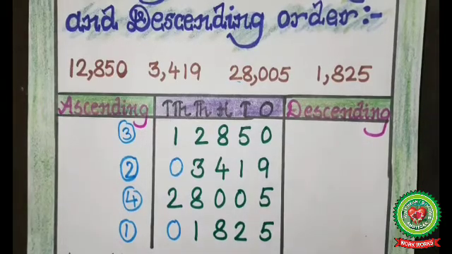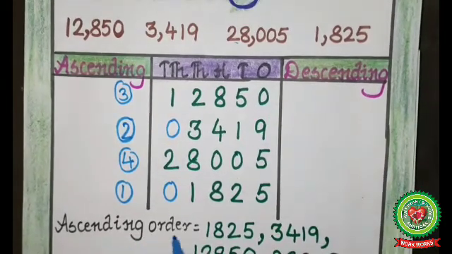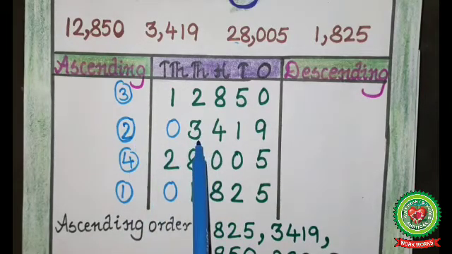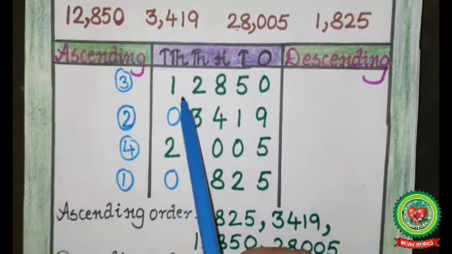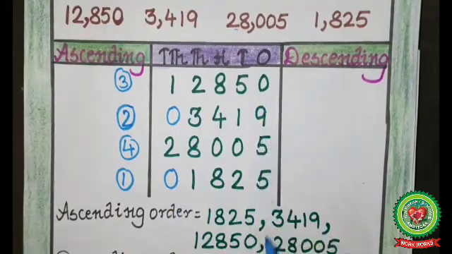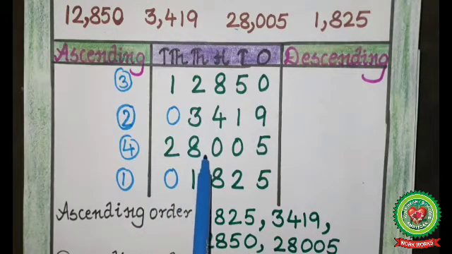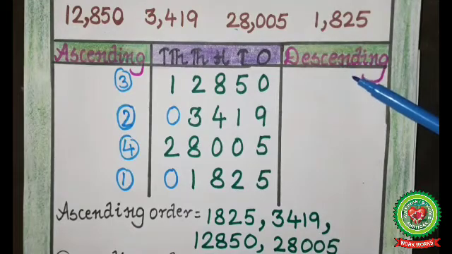Now let's write down the ascending order. Ascending order is number 1, 1825. Number 2, 3419. Number 3 is 12,850. And number 4 is 28,005. Now let's arrange the numbers in descending order.